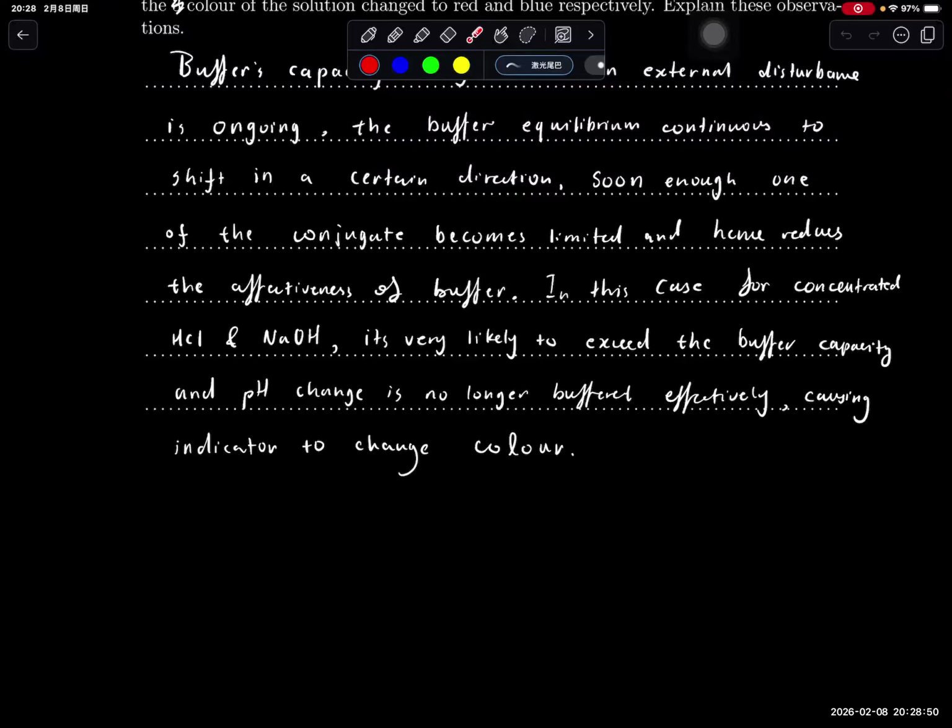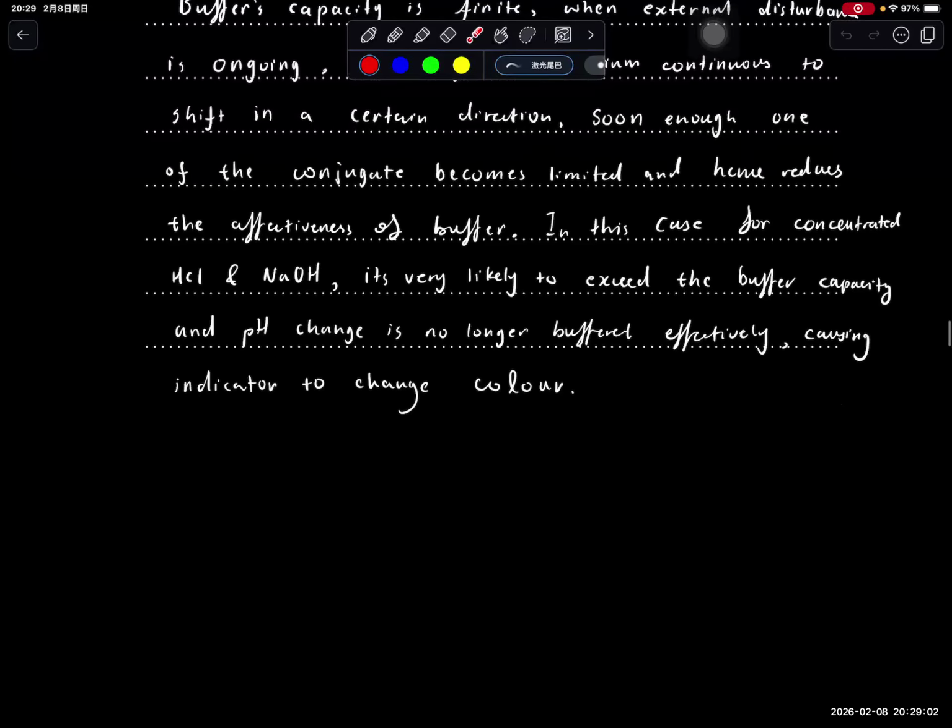In this case, for concentrated hydrochloric acid and sodium hydroxide, it's very likely that you exceed the buffer capacity and then you end up with a big pH change. It doesn't buffer anymore, okay?